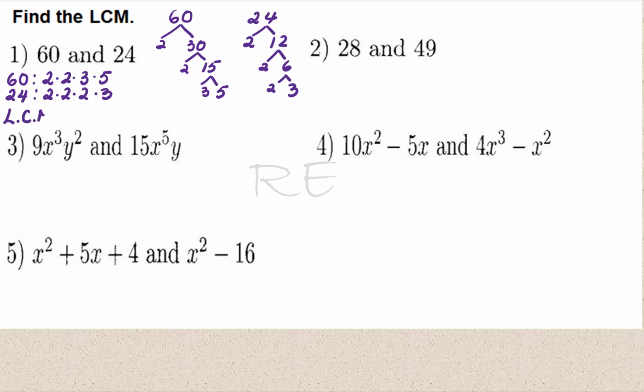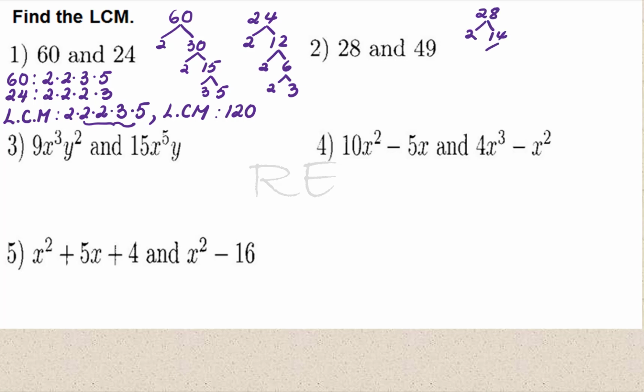Now, we're gonna take the largest number of 2's, which is 3. 2 times 2 times 2. Then we're gonna tack on 3 and tack on 5, which are the factors that are missing. And we get as our LCM 120. Because this is 60 and we multiply it by 2, we get 120.